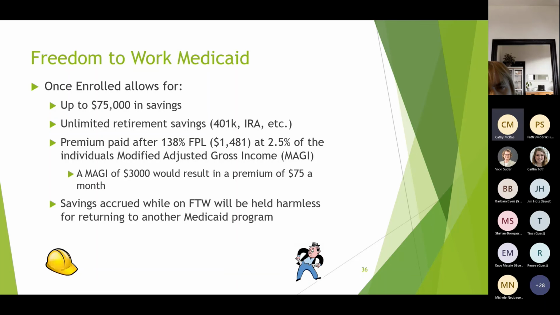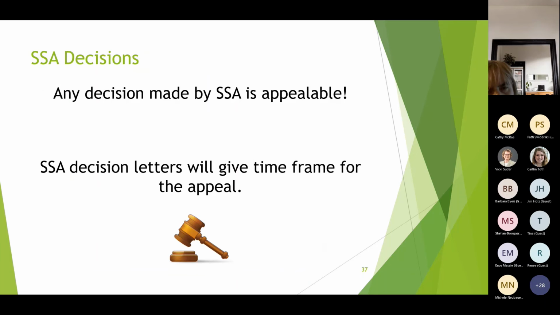Savings that you accrue while you're on the Freedom to Work program will be held harmless for returning to other Medicaid programs. So if you stop working and you go back to standard disability Medicaid, that money that you've put away while you were on Freedom to Work will not be counted as a resource. Next slide, please. An important thing to remember is that any decision made by SSA is appealable. Look at those letters, keep those letters, make a folder. The time frame for the appeal will be given in the decision letter.